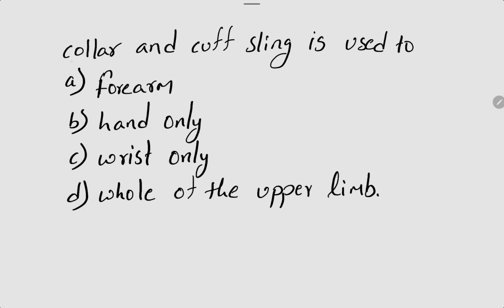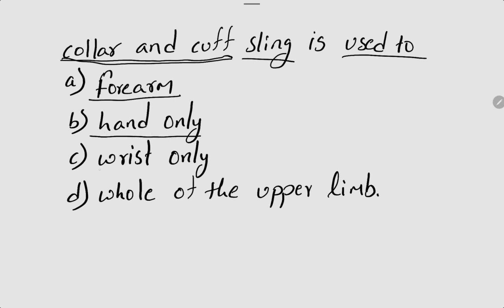The next question is, the collar and cuff sling is used for what? Options are A, application for the forearm. Option B, application for the hand only. Option C, application for the wrist only. Option D, whole of the upper limb. The right one is option C, the wrist only.